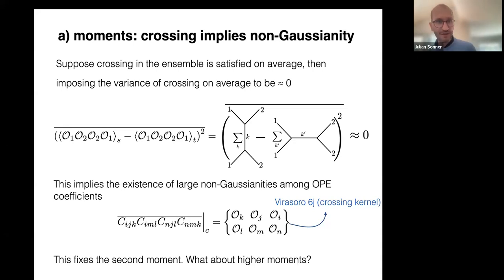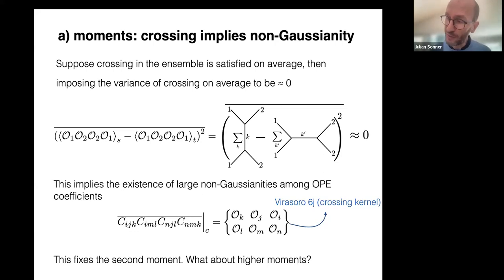Okay. Now let's assume that the crossing equation is satisfied on average. In other words, statistically speaking, the mean of crossing over the ensemble is 0. Note again, by the way, this doesn't mean that every member of the ensemble satisfies crossing. It's just that the mean is 0.